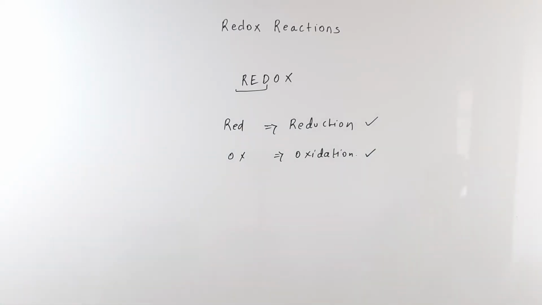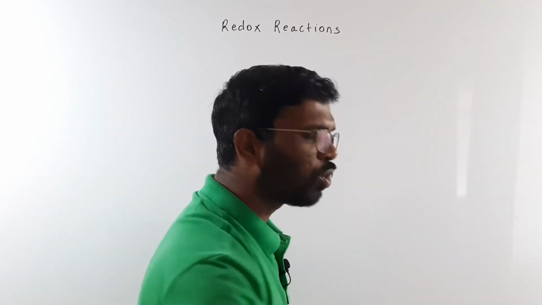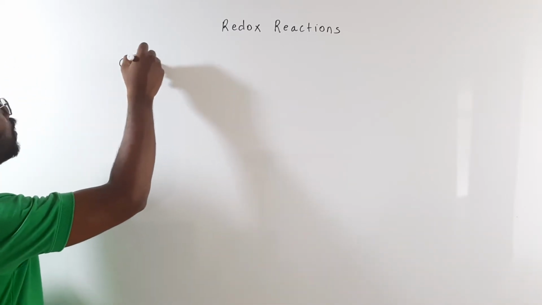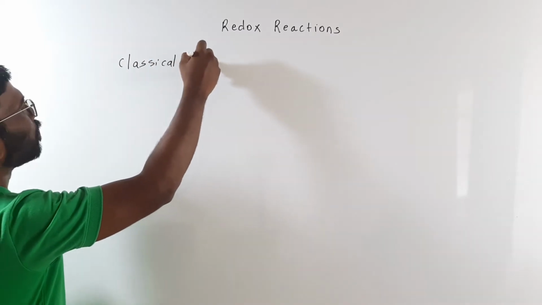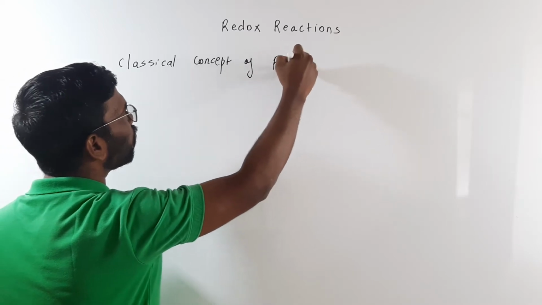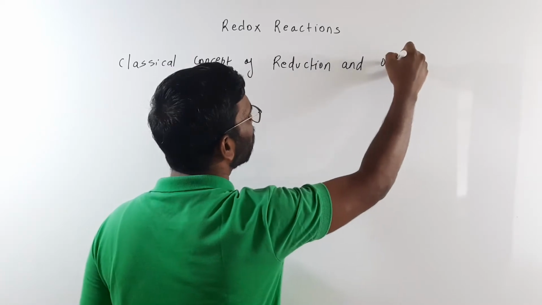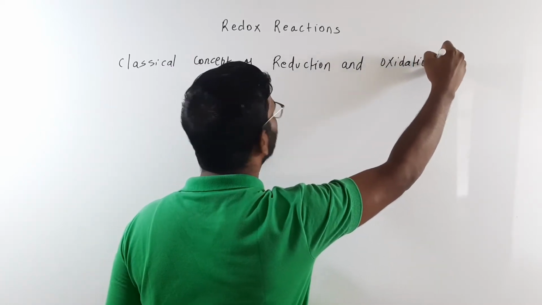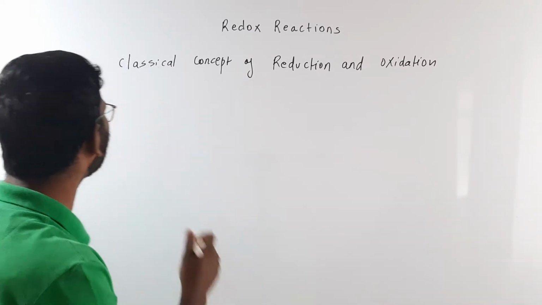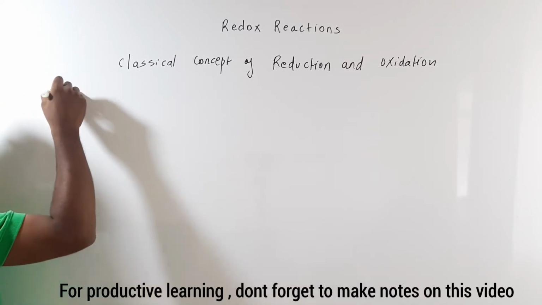The one is known as the classical concept and the other is the electronic concept. With respect to the classical concept, I'll write this. Classical concept of reduction and oxidation. Electronic concept I'll explain later. First we'll understand this. So I'll explain oxidation first.